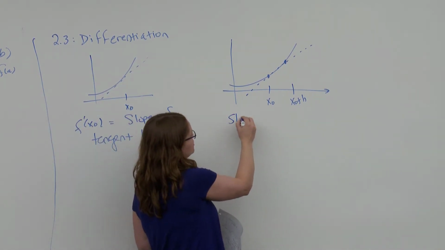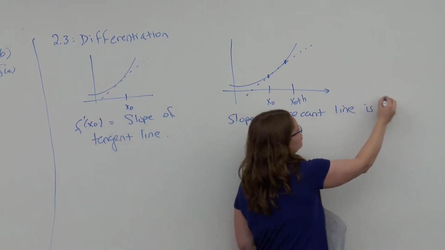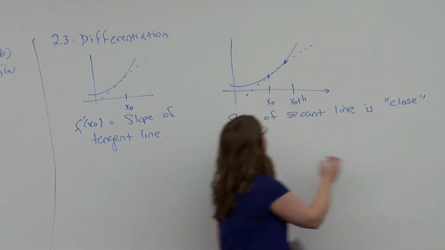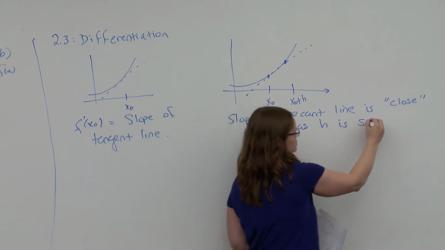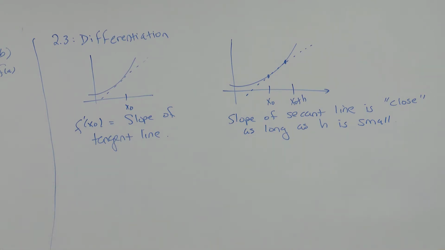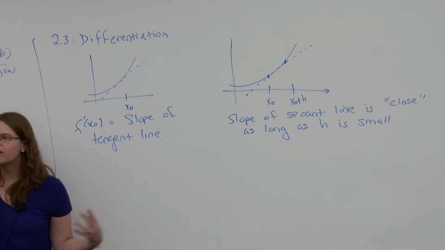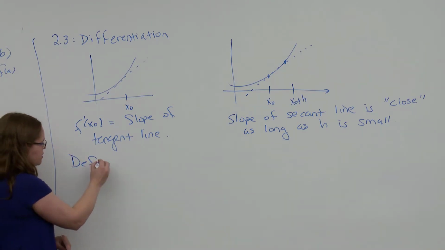So the slope of the secant line is close, whatever that means, as long as h is small. Okay, and now we have a robust concept of making things arbitrarily small, right? This is limits, and we know what limits are. So this gives us a really natural definition.